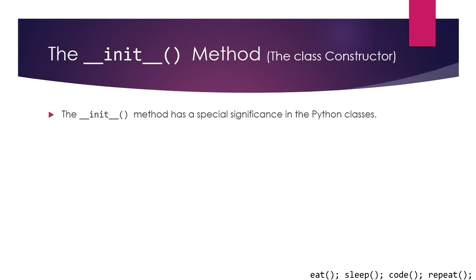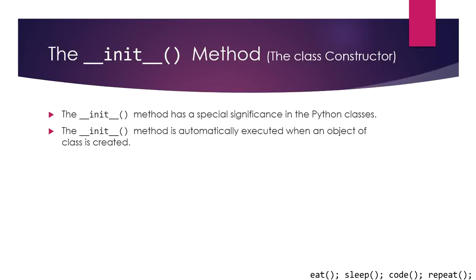So we have the init method, which is also called the class constructor. The init method has a special significance in a Python class. It is very important when we talk about classes. The init method is automatically executed when an object of the class is created. We do need to write that particular function, but it is automatically executed. We don't need to call it on the object.